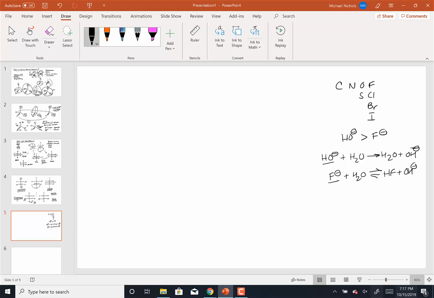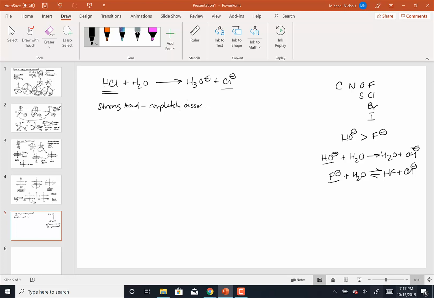Now we can look at this from the acid standpoint. So for instance, is HCl a strong or a weak acid? What's the definition of a strong acid? A strong acid is one that completely dissociates in water. So that means when I take HCl and I add water to it, I end up with the hydronium ion and Cl minus. So HCl is a strong acid.